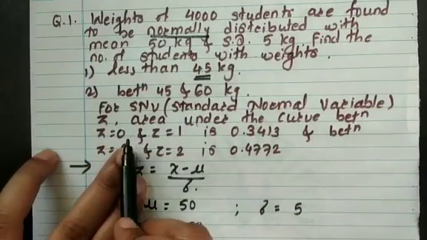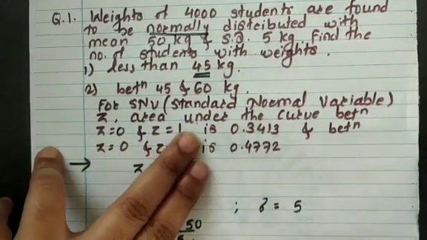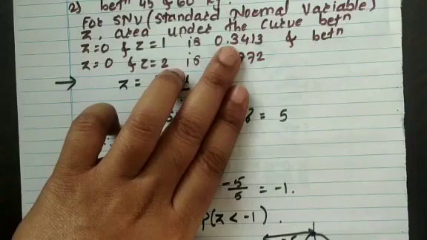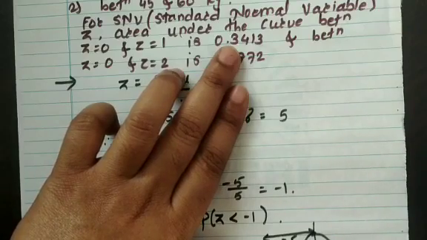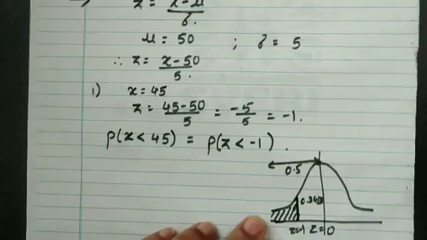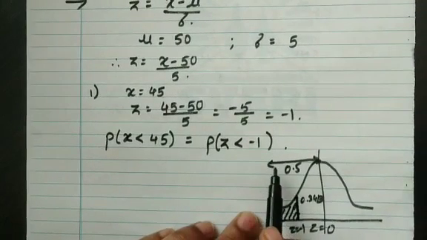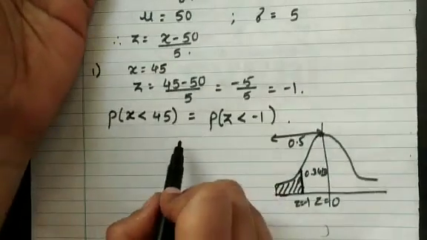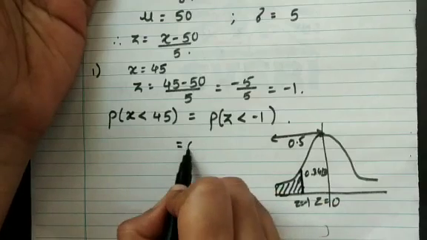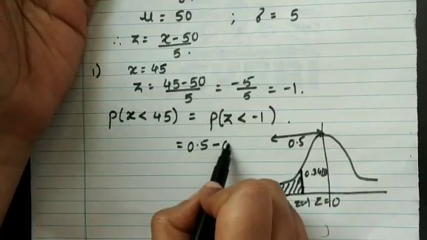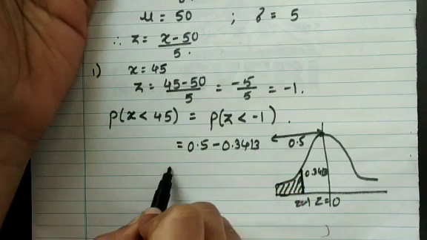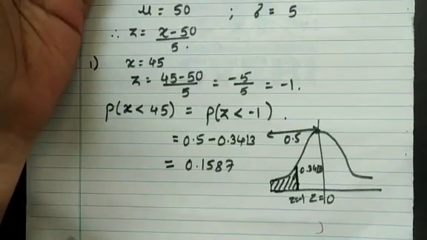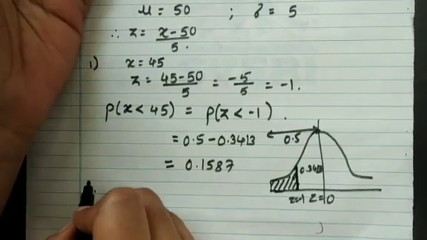The area under the curve between z is 0 to z is 1 is 0.3413. So this area is also with us. That much area is 0.3413. And we are interested in this much area. So this much area will be 0.5 minus 0.3413, and that is equal to 0.1587. Therefore, this is the probability.